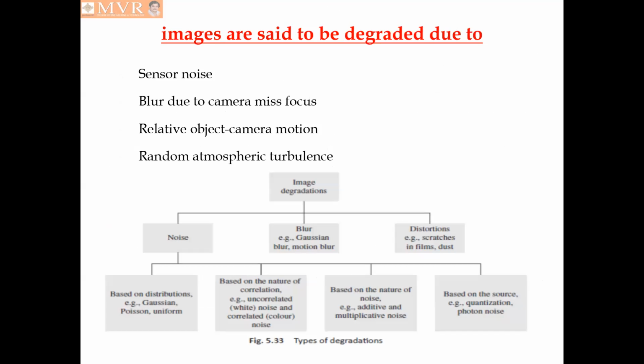And before going to see the block diagram of image restoration, here are some classifications of degradations. Images are said to be degraded due to the following parameters.